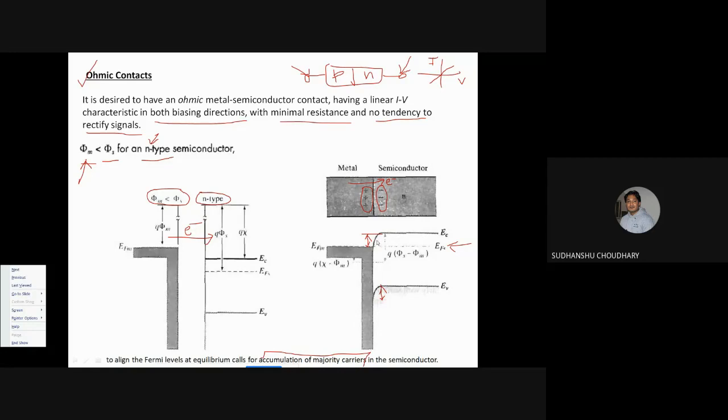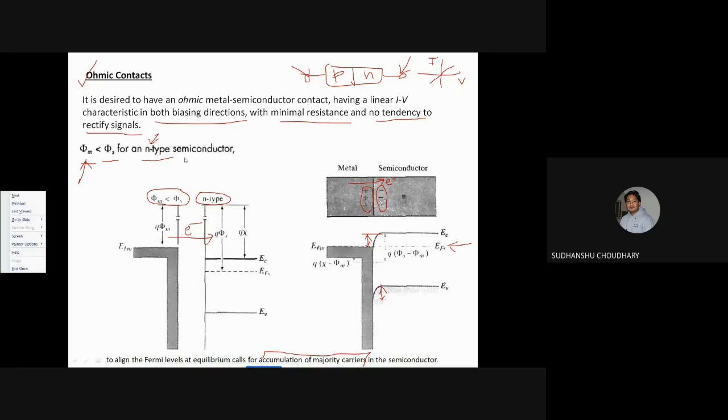Okay. Now an important thing, as I said, is that this kind of junction or contact, which is called an ohmic contact, will conduct in both directions of bias. That is, when a forward bias is applied, it will conduct, and when a reverse bias is applied, then also it will conduct.